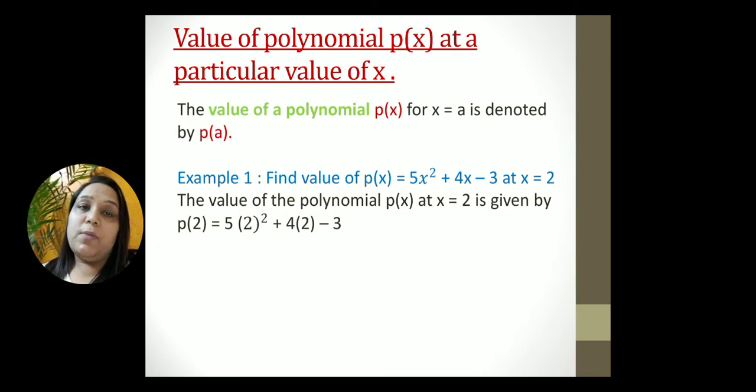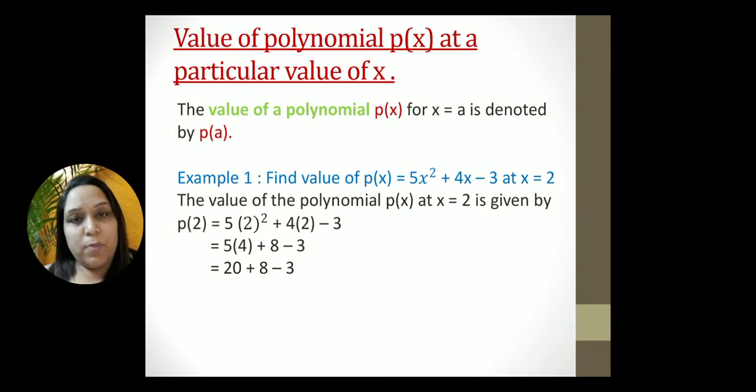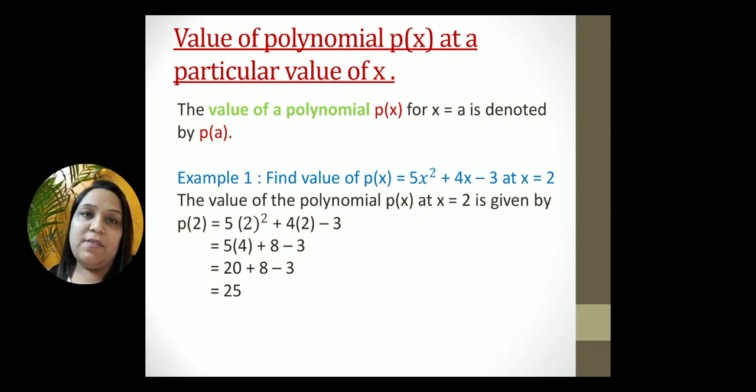So wherever we are getting x, we have to put that value 2. As you can see, p(2) equals 5 into 2 square, in place of x we are putting 2, then plus 4 into 2 minus 3. Now we will solve it as usual. 5 into 2 square, what will be 2 square? 5 into 4 plus 8 minus 3. 5 into 4 will be 20 plus 8 minus 3. By usual BODMAS calculation, we will find its value. So it will be 25. So the value of the polynomial 5x square plus 4x minus 3 at x equals 2 is 25.